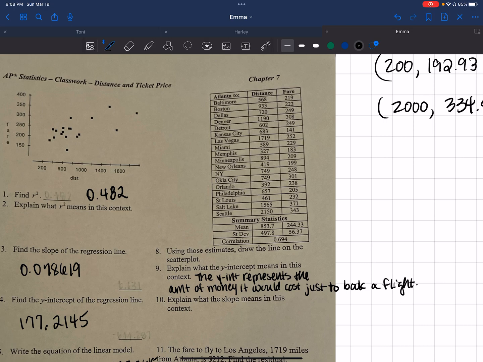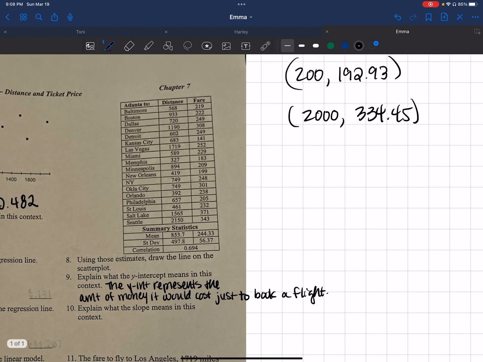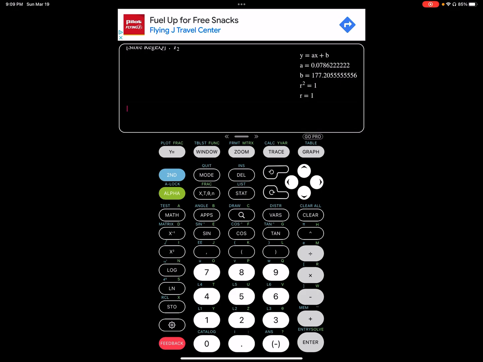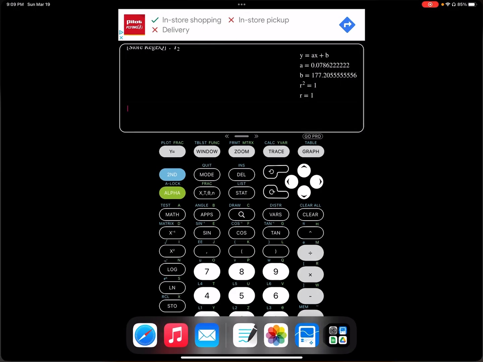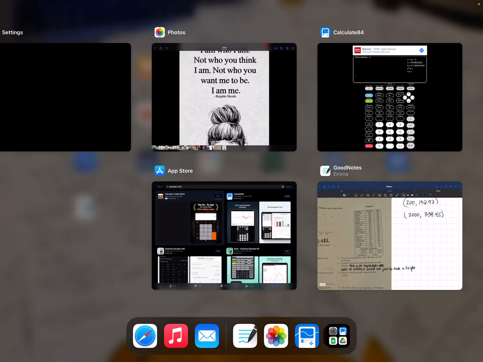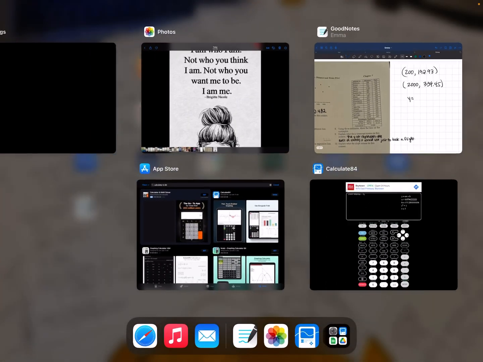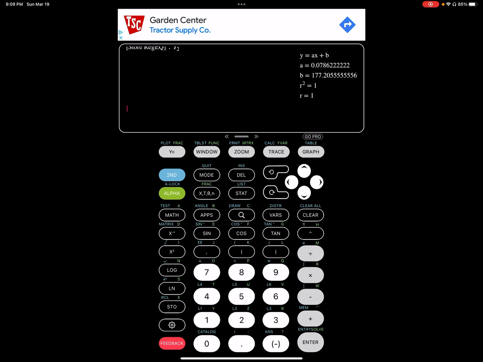Pretty much is what it's saying, because the distance to Baltimore is 568 with a cost of $219. And so what this is telling me is wherever it hits the y-axis is, okay, I've gone 0 miles, but they're still going to charge me $177 and however much cents. What was that? 177.21 approximately.